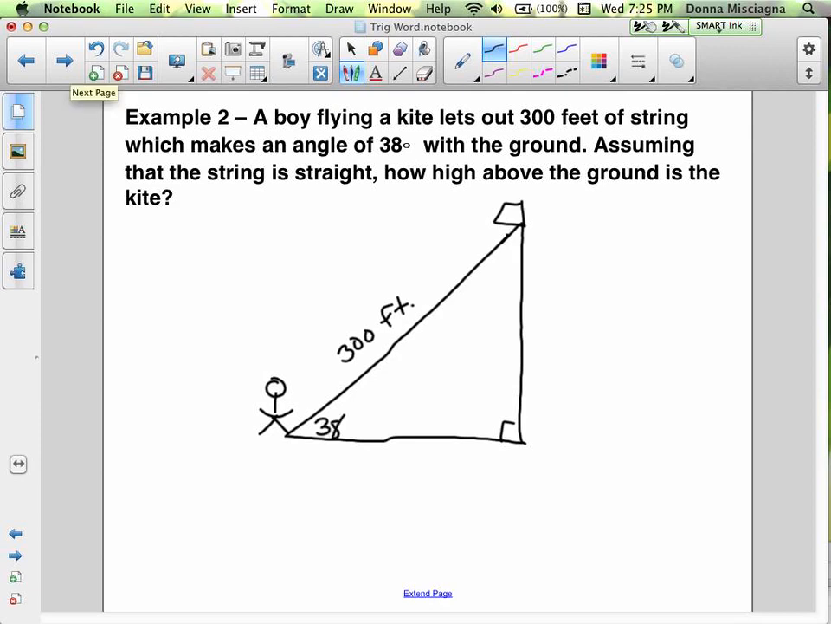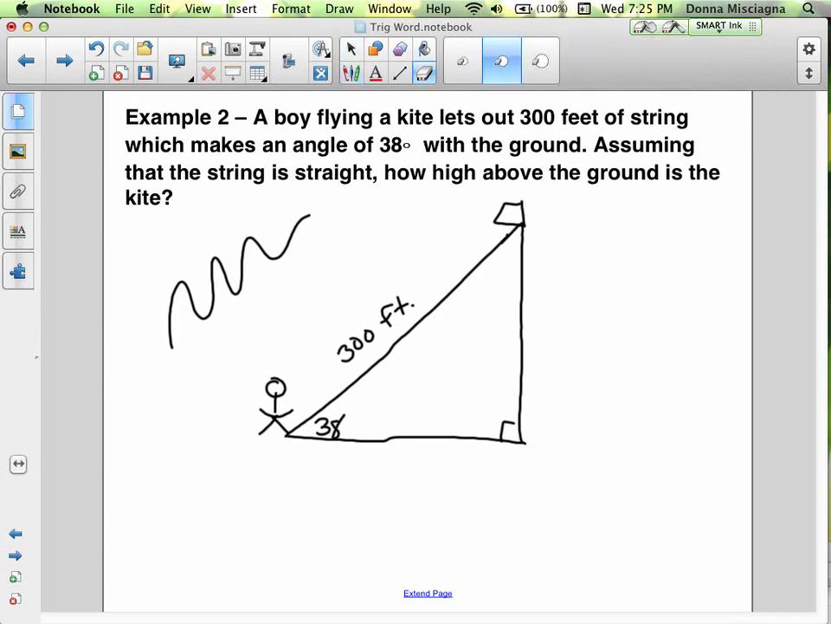The string makes a 38-degree angle with the ground, assuming the string is straight. So straight does not mean vertical. It just means it doesn't look like that. It's straight in the air. And usually kites are, right? They're being pulled by the wind. We want to find out how high above the ground our kite is.